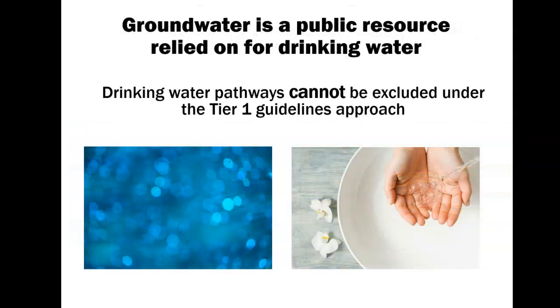Groundwater is a public resource relied on for drinking water, and so the goal of the government is to prevent groundwater from becoming contaminated. Domestic use aquifers are essential, and so drinking water pathways cannot be excluded under the Tier 1 guideline approach.